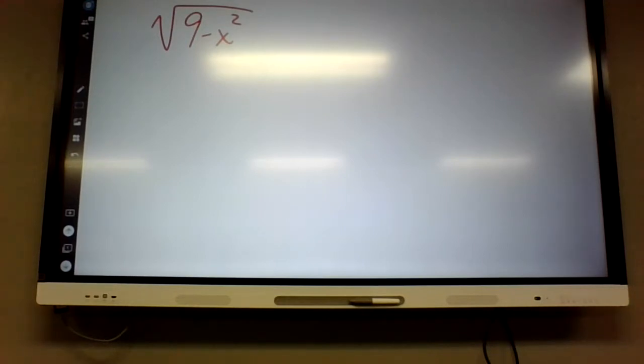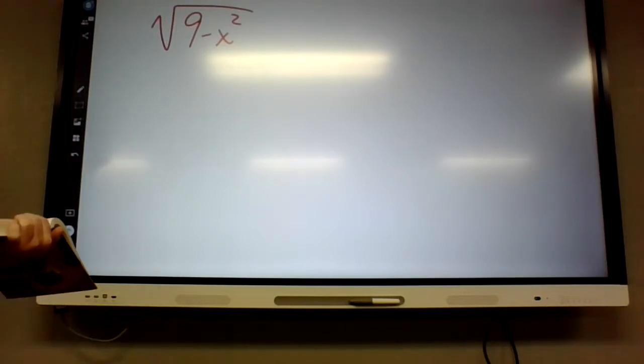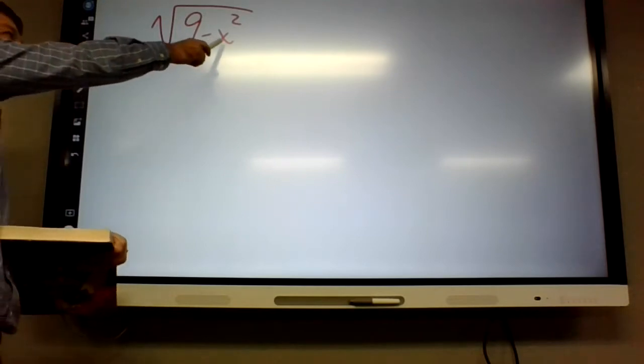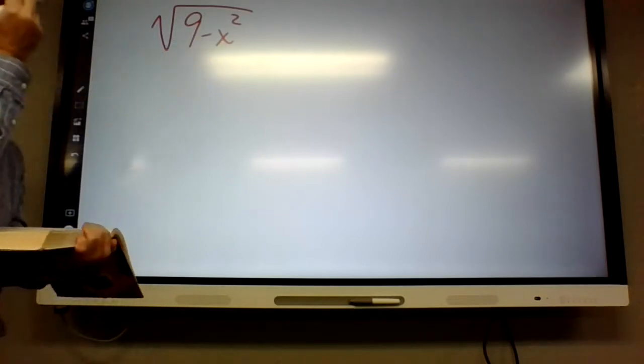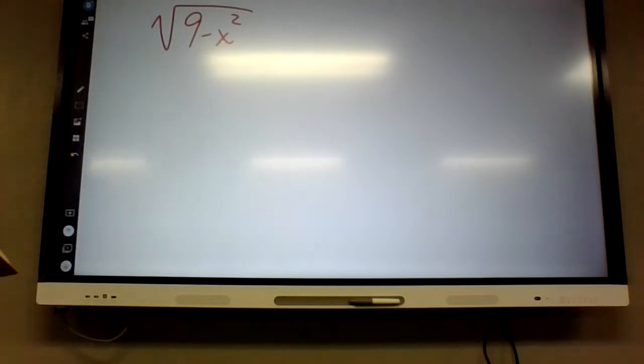Would x equals 3 work? Yeah, because that'd make 9, which should make 9 minus 9, 0. Square root of 0, yes, that works. Would x equals 4 work? No, because 9 minus 4 squared is negative, and square root of negative is imaginary. Would x equals negative 3 work?